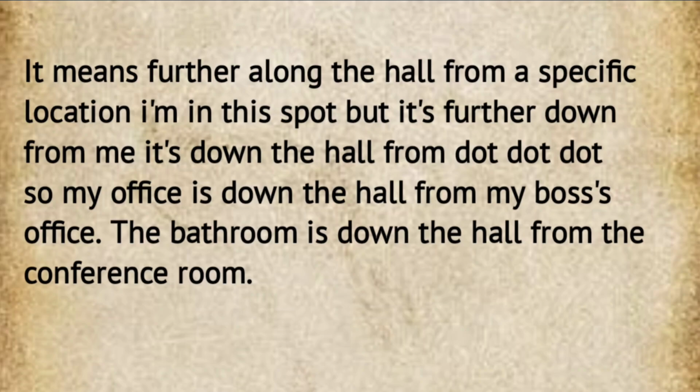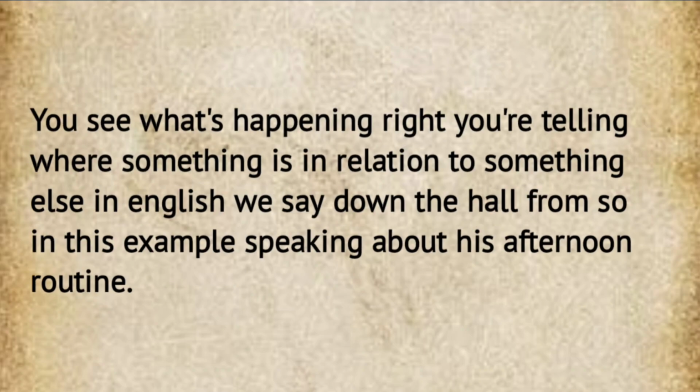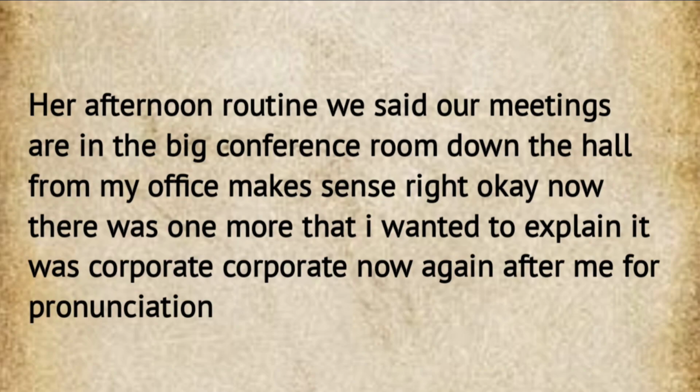So my office is down the hall from my boss's office. The bathroom is down the hall from the conference room. You see what's happening, right? You're telling where something is in relation to something else. In English, we say down the hall from. So in this example, speaking about her afternoon routine, we said our meetings are in the big conference room down the hall from my office. Makes sense, right?